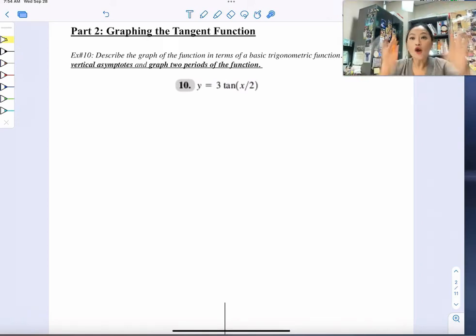Are you ready to graph now? Now that you know all the basics, let's start graphing. This is number 10 from your textbook, and you're looking at part 2 in the graphic notes, graphing the tangent function. Example number 2: describe the graph of the function in terms of a basic trig function.